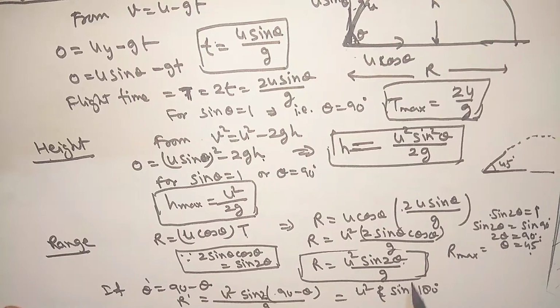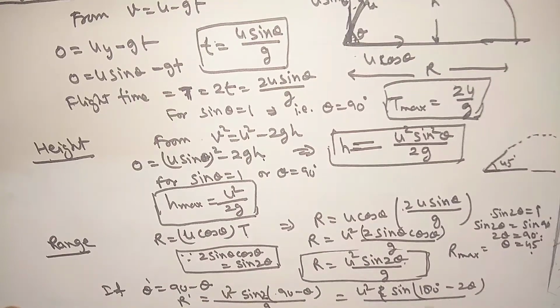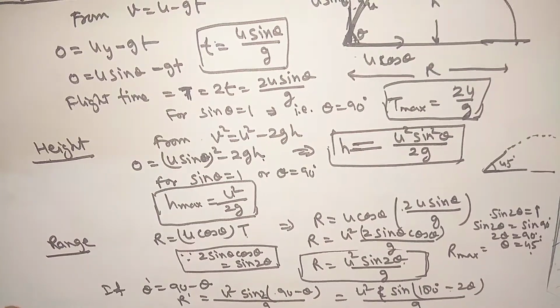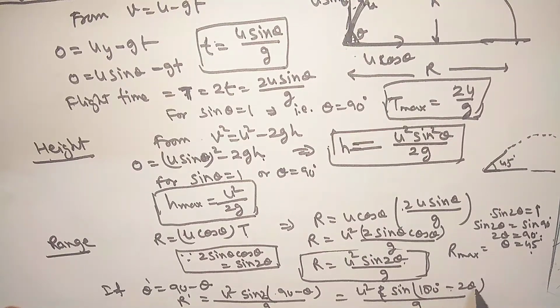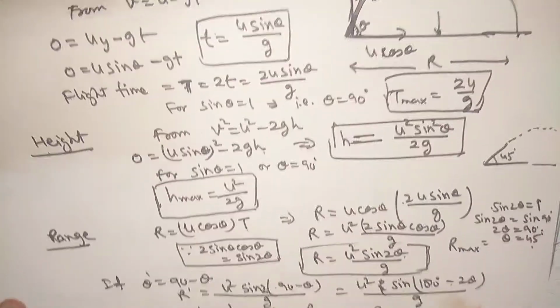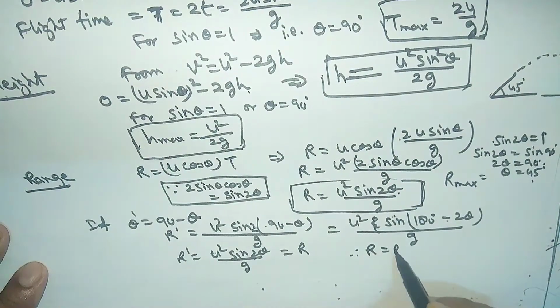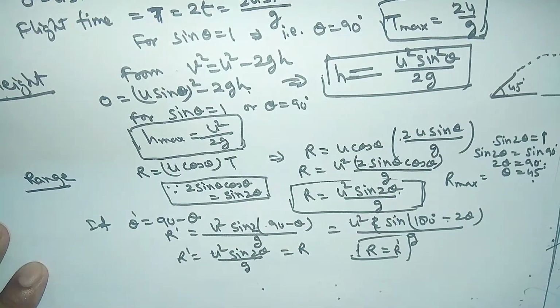So you can write u square sin (180 minus 2 theta) upon g, and sin (180 minus 2 theta) is always equal to sin 2 theta. So r dash is equal to u square sin 2 theta upon g, because sin (180 minus 2 theta) is equal to sin 2 theta. This is the same as the original. So r is equal to r dash. I think it is clear.